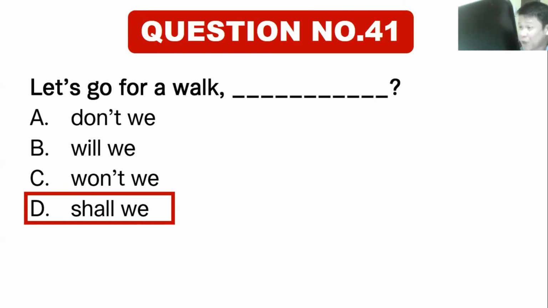But there are irregular tag questions. One of these irregular tag questions is the structure let us or let's, whose automatic tag question is shall we? Let's dance, shall we? Let's eat, shall we? Let's go, shall we? So let's go for a walk. Shall we?